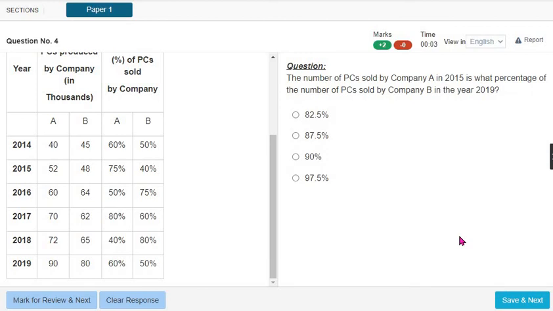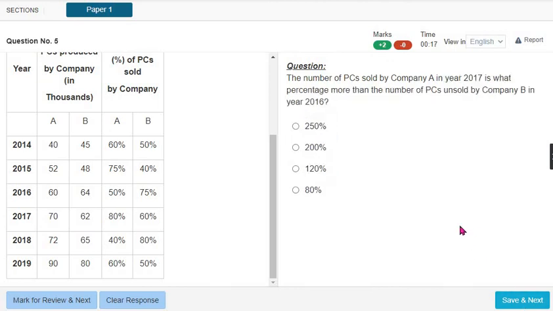The number of PCs sold by company A in 2015. What is the percent of PCs sold by company B in the year 2019? So 87. So 120%.